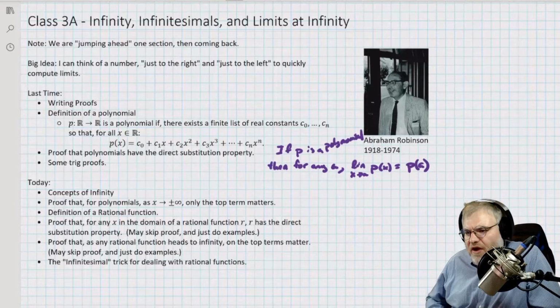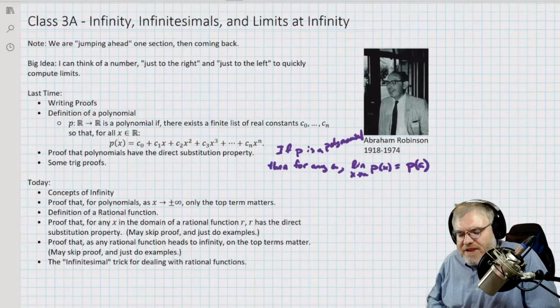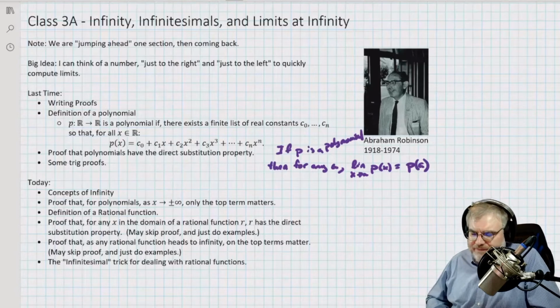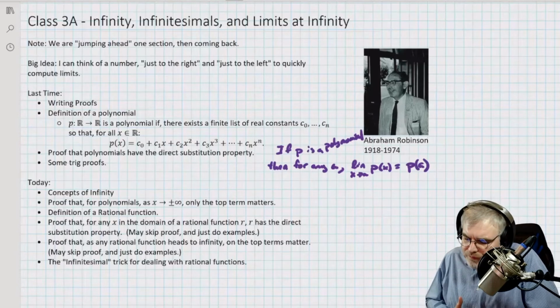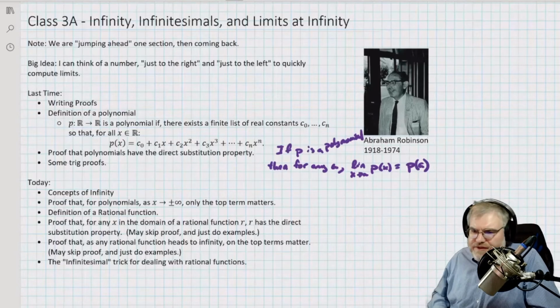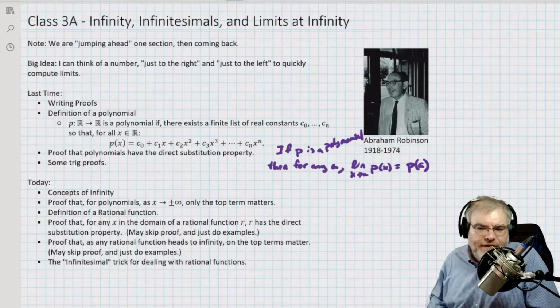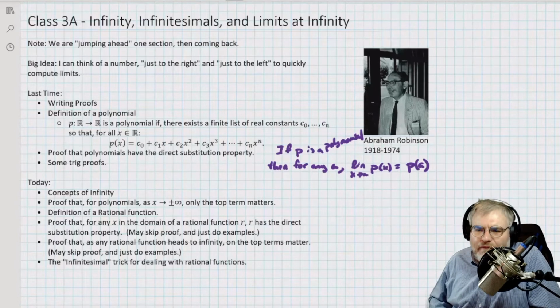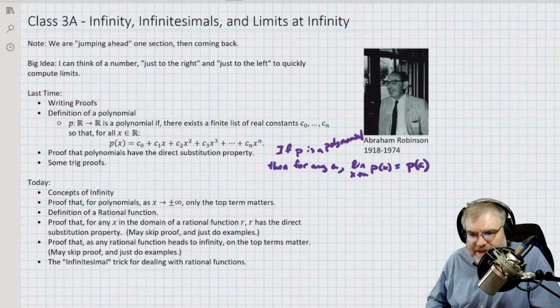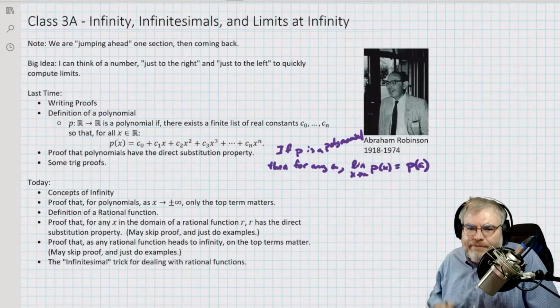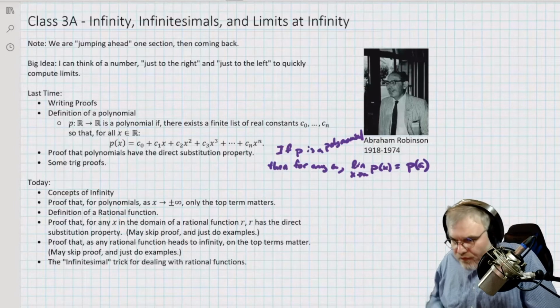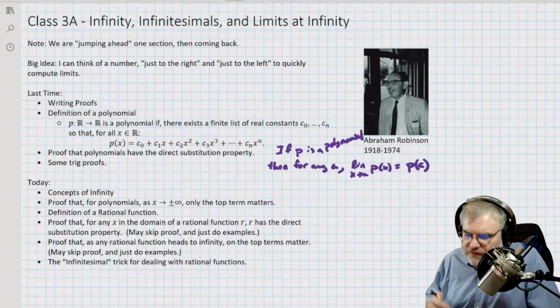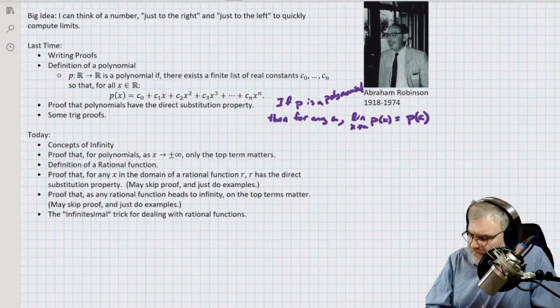Today, what we're going to be talking about is some other aspects, especially when we start taking limits to infinity. And then, of course, we did some trig proofs. We'll come back to cool stuff like that. But what we want to focus on is these other things that you can do with infinity. So first of all, we need to define it. What do we mean by infinity? There is a formal definition for this class.